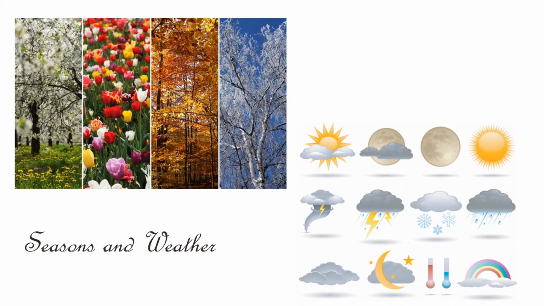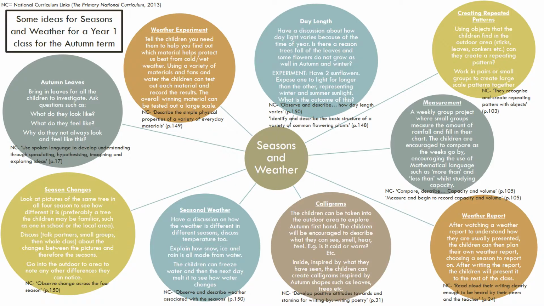Using the webbed model, I have decided to use the topic of seasons and weather to show how the national curriculum, as well as problem solving and cognitive skills, can be developed through cross-curricular teaching. Here is a selection of the many ideas that can be used to teach seasons and weather to a Year 1 class, preferably in autumn as the scenery around them dramatically changes. It includes a range of activities from creating a weather report to testing materials against weather, as well as creating repeated patterns and noticing season changes. Let's explore some of these further.